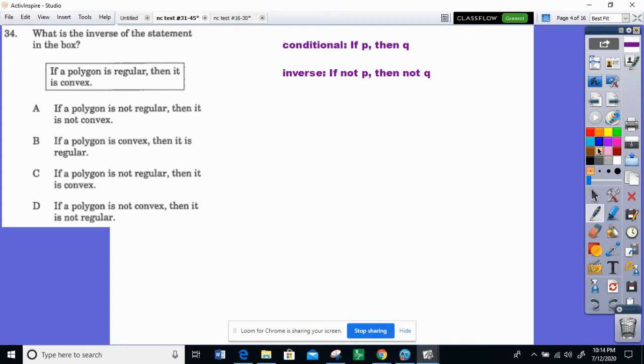So we're looking for an answer where if a polygon is regular comes first and then it is convex comes second, except instead of saying that a polygon is regular, we say if a polygon is not regular. That's what A has. B does not have that. C has that. D does not have that. So we not only wanted to say that if a polygon is not regular, we also wanted to say that it is not convex. That's what A says. C leaves out the not, so that's why we are going to choose answer choice A.